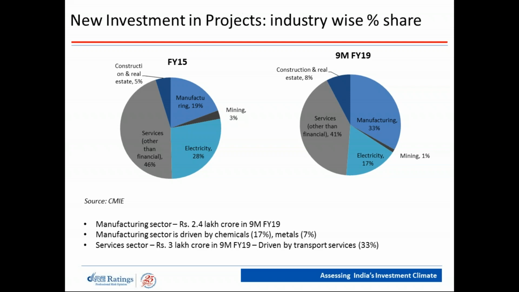New investments in the manufacturing sector amounted to rupees 2.4 lakh crore this year. There has been an improvement in the new investment in the manufacturing sector in the current fiscal from the negative growth in the preceding 2 years. New investments have grown by 28% this financial year. Within the sector, it is chemicals and metals which have been driving the overall growth.